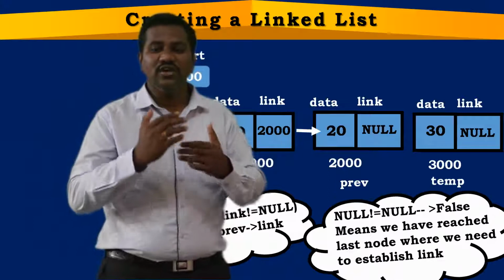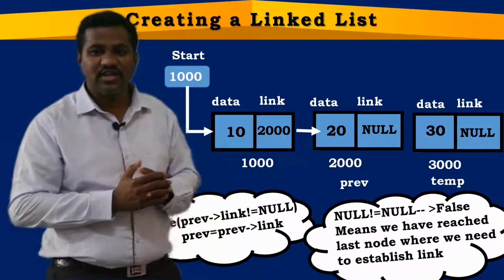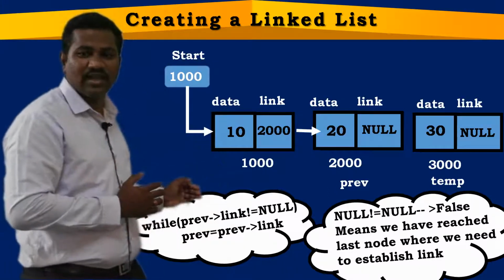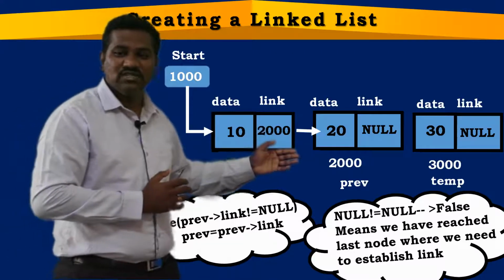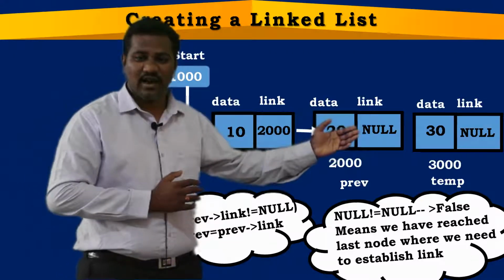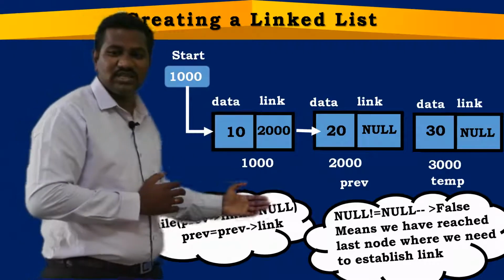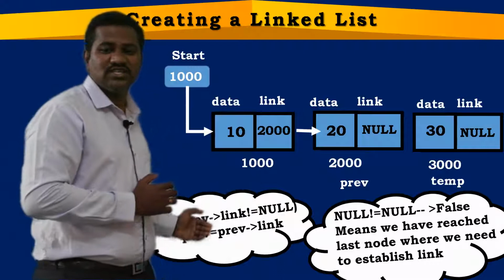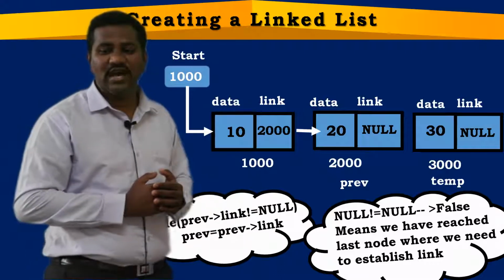After that, again we need to check one more condition. What is that condition? Same thing, previous arrow link. Previous arrow link means what here? Previous is pointing to 2000, stored in 2000. 2000 arrow link contains what here? Null. So null not equal to null means the condition is what here? False. False means it doesn't execute. Previous is assigned with previous arrow link.